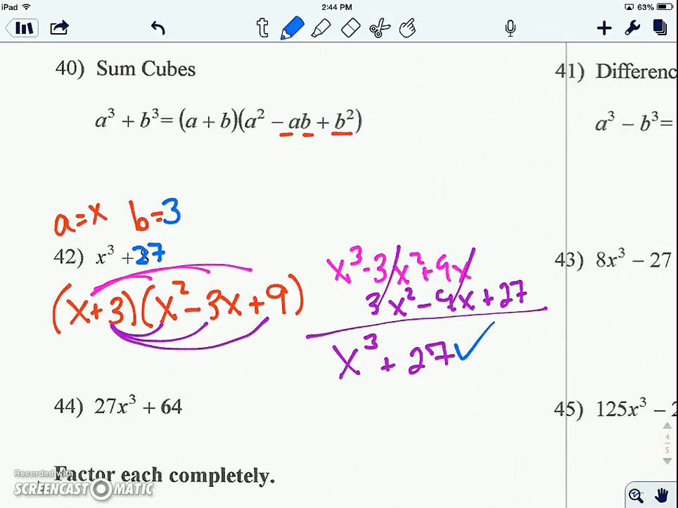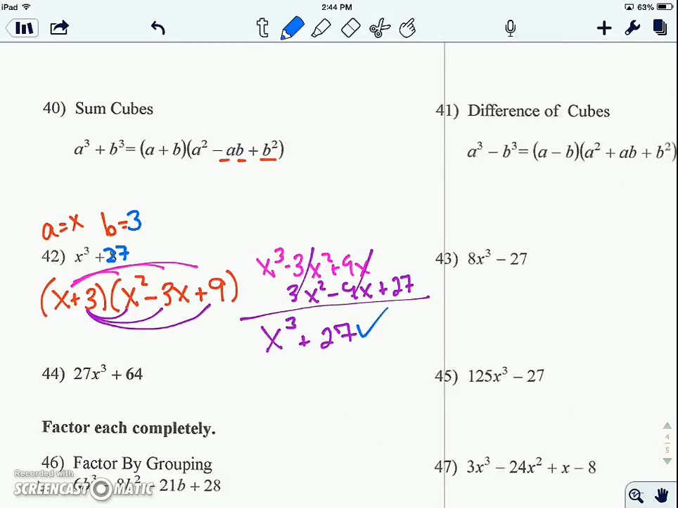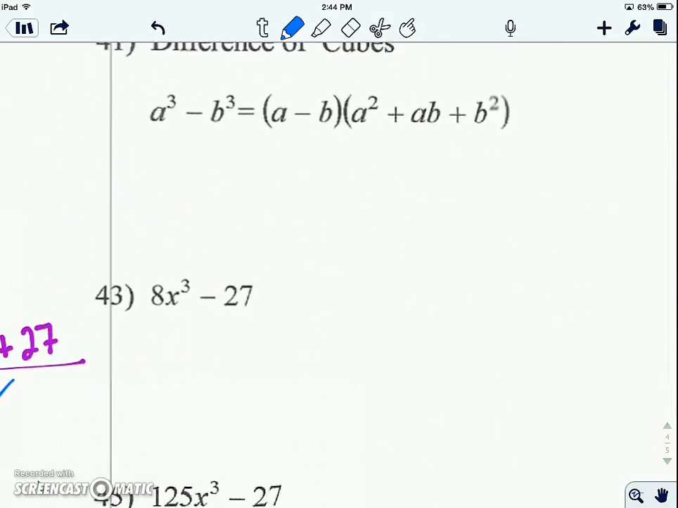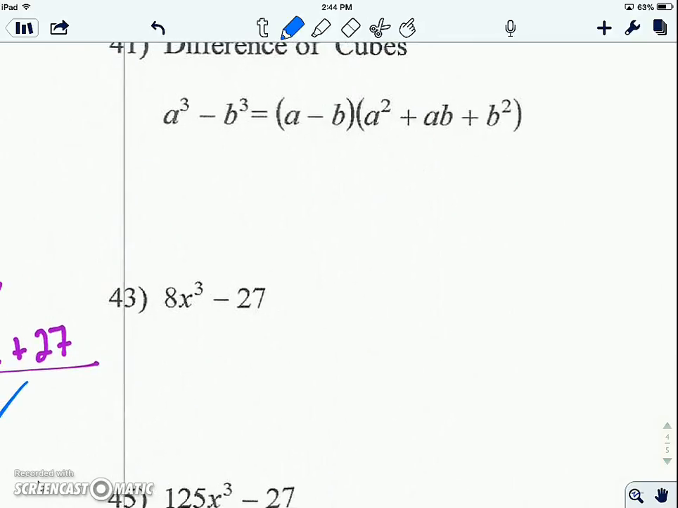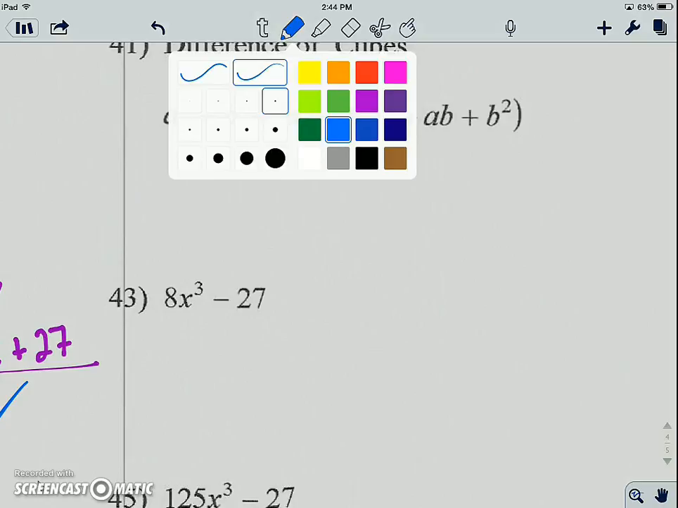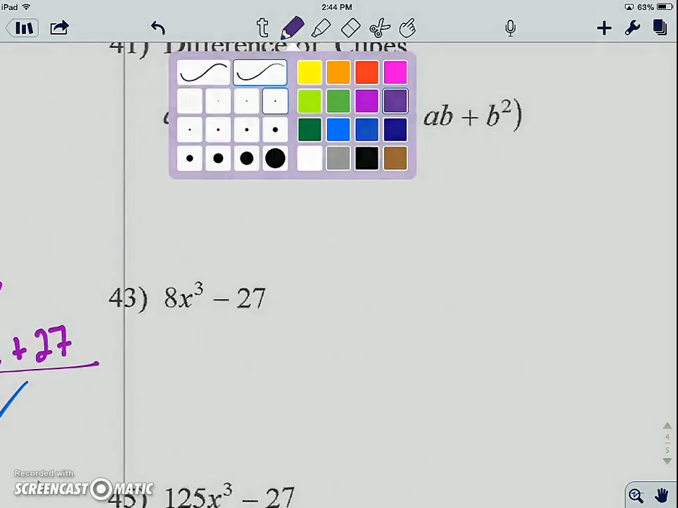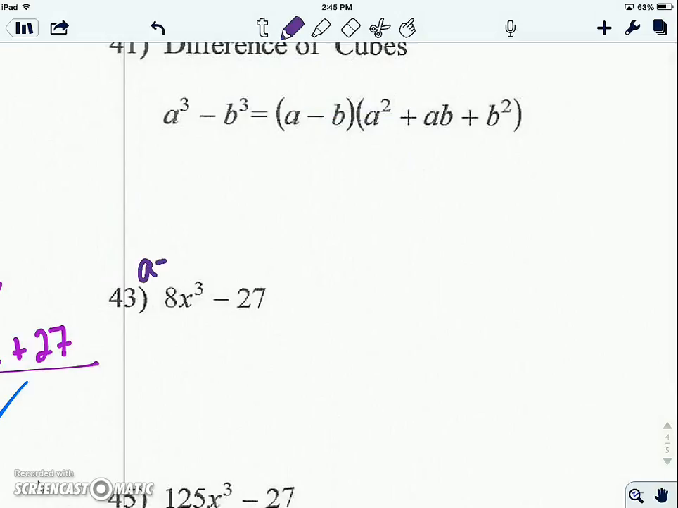Sometimes it helps to check yourself. Okay, the difference of cubes is the same idea. Okay, what is the cube root of 8? Well, that is 2. Make sure I do that correctly this time. And so I have 2x, and the cube root of 27 is 3.